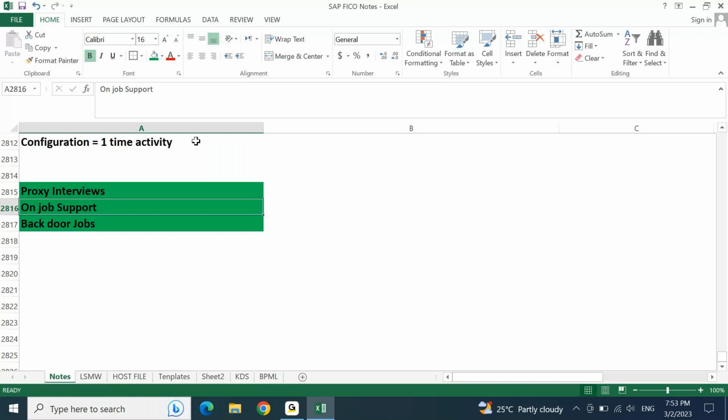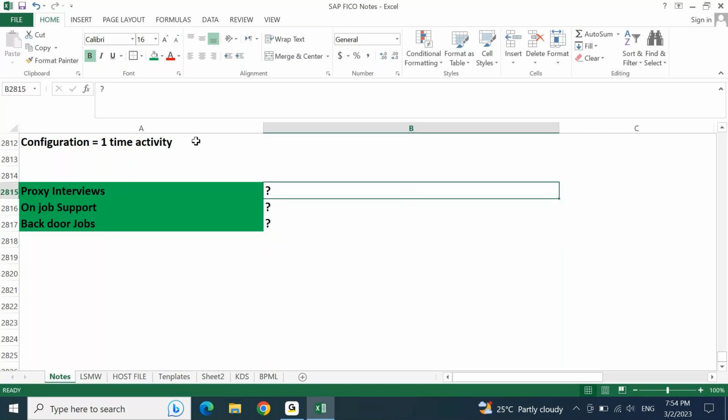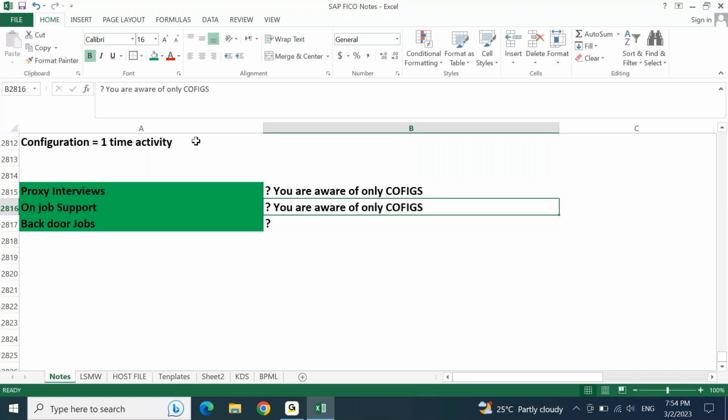Why are all these problems coming? Because you only know configuration. That is the only reason for this. The reason is you are aware of only configs. No other reason for this. You are only aware of the config.